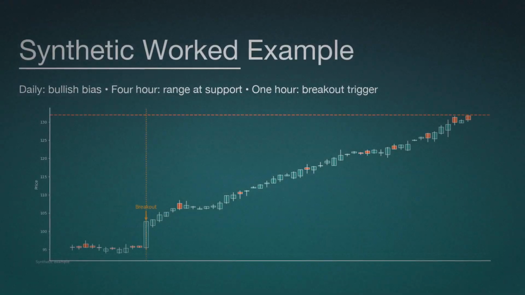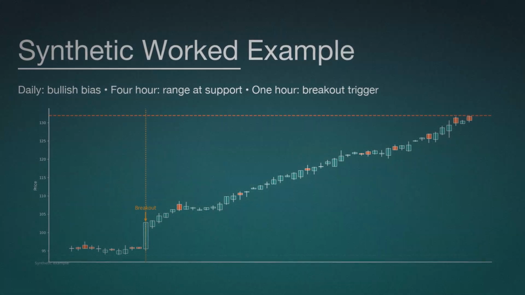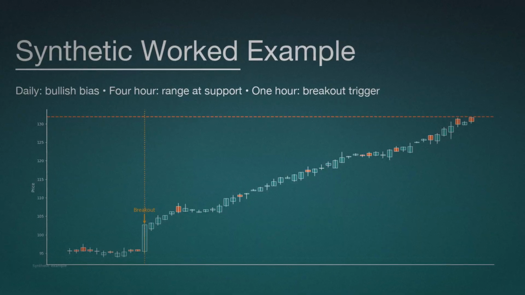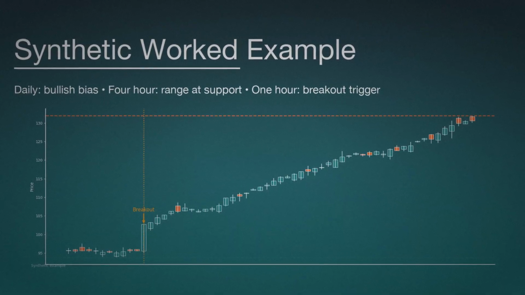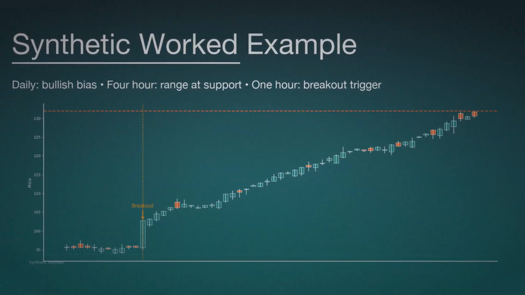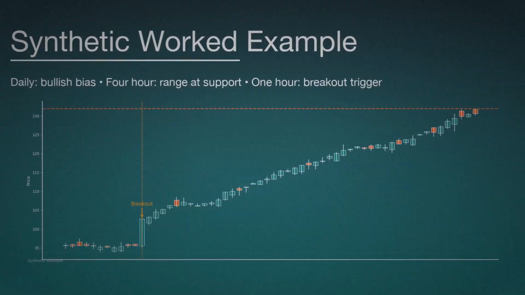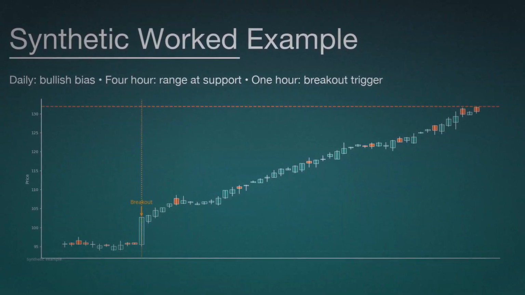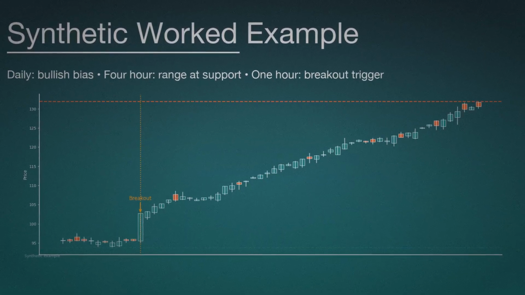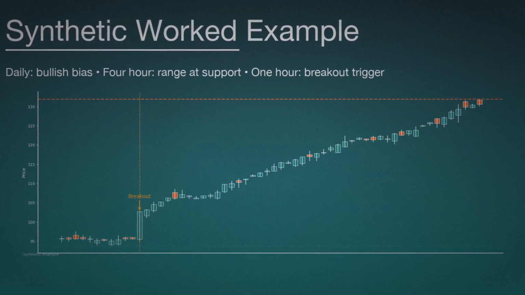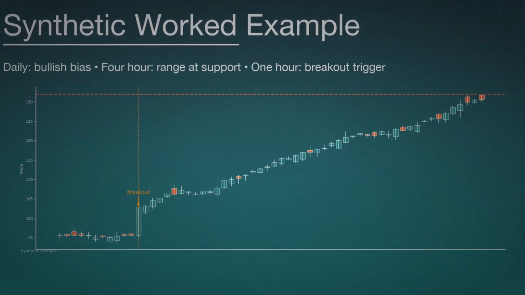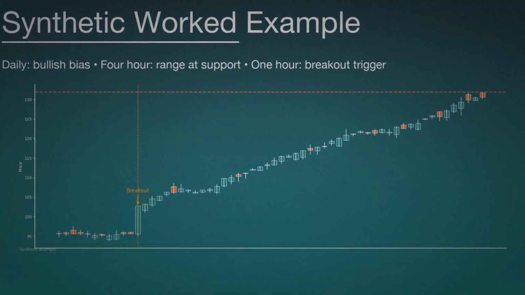Here is a clean teaching example. On the daily, price is above a rising 50-period moving average and just bounced off a clear support shelf. That is bias bullish, context buy the dip. Now I drop to the 4 hour. Price is consolidating in a tight range right at that daily support. I mark the range high as my trigger level. Finally, on the 1 hour, I wait for a breakout candle that closes above the range, with the 1 hour moving average sloping up. Entry is on the break, stop goes under the 4 hour range low, target is the prior daily swing high. 3 time frames, 1 decision.